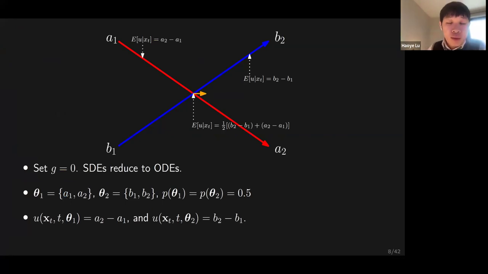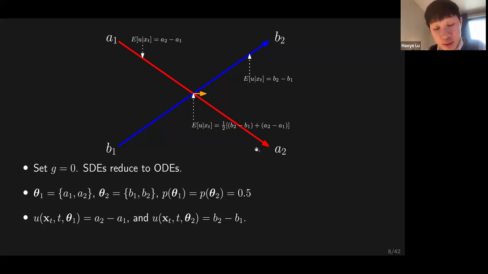All right. To better understand what the expected drift means, here I give a very simple toy example. For simplicity, I will set the diffusion coefficient to be 0 so that the SDE reduces to the ODE. Here we have two sets of parameters, which correspond to the starting and end points of the drift. First, we have A1 and A2, which correspond to the red trajectory. And B1, B2 correspond to the blue trajectory.